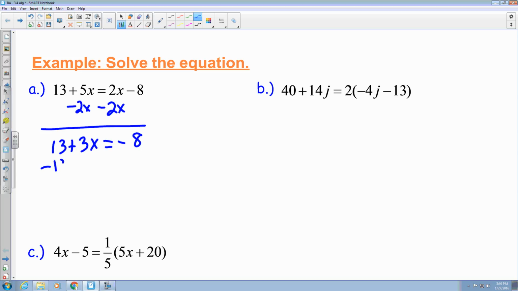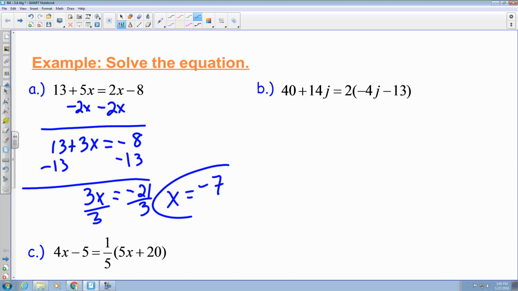Then from here we can just solve it accordingly. So now I just subtract 13 from both sides. I get 3x equals negative 21. Divide everything by 3. x is going to equal negative 7.